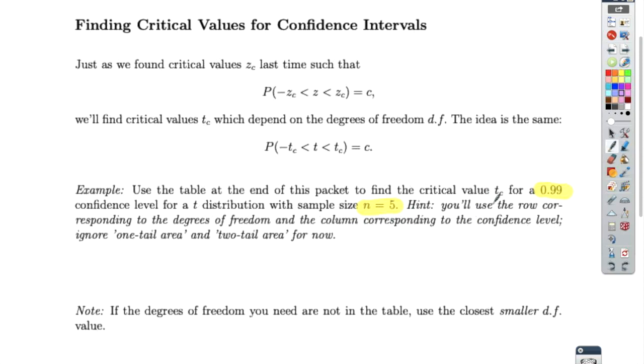The hint says you'll use the row corresponding to the degrees of freedom and the column corresponding to the confidence level. For right now, we're going to ignore the rows that say one tail area or two tail area. So let's think about this. If n equals 5 and the degrees of freedom are equal to n minus 1, then the degrees of freedom for this particular example would be 4. So here's what we know: degrees of freedom equal 4, and we're looking for a 99% confidence level.